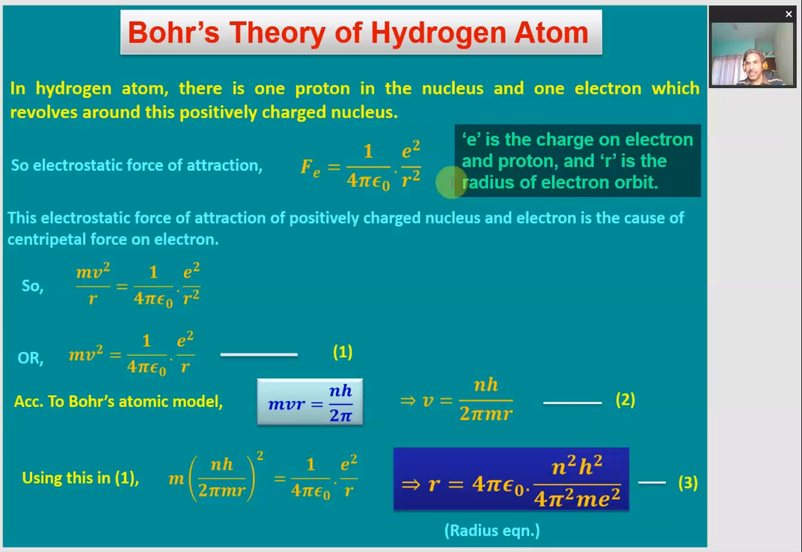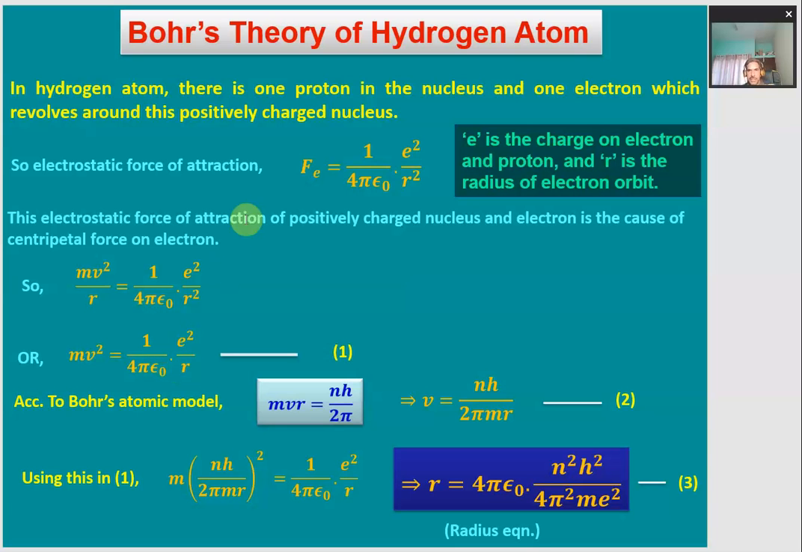This force of attraction, which is the electrostatic force of attraction between the electron and the positively charged nucleus, gives rise to the centripetal force on the electron, which keeps the electron in that specific orbit. Therefore, the centripetal force, which is given by mv square upon r in general, arises from this electrostatic force given by 1 upon 4 pi epsilon naught e square upon r square. From here we calculate mv square by taking r to the other side, so it becomes this expression. Now we apply Bohr's atomic model.